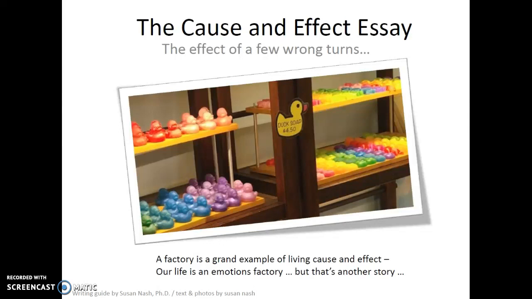So to me, a factory is a grand example of living cause and effect. And also it extends on to the metaphor and metonymy level of things. For example, our life is an emotions factory, but that's another story. And even as we talk about soap, we could also think that we're talking about emotions or life itself.